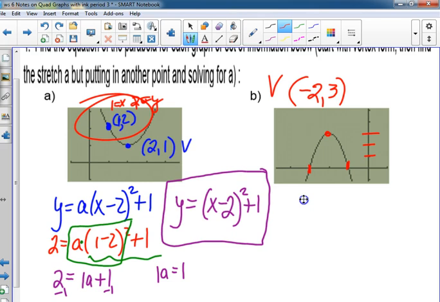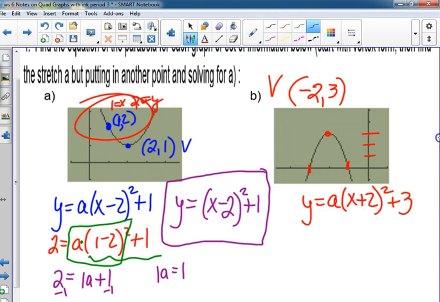Who can tell me what it looks like with the negative 2, 3 in? Y equals a, then what? Okay, x minus negative 2 would be x plus 2 squared plus 3. Good job. Everybody okay with where we got that? Put the vertex in. So far, so good?